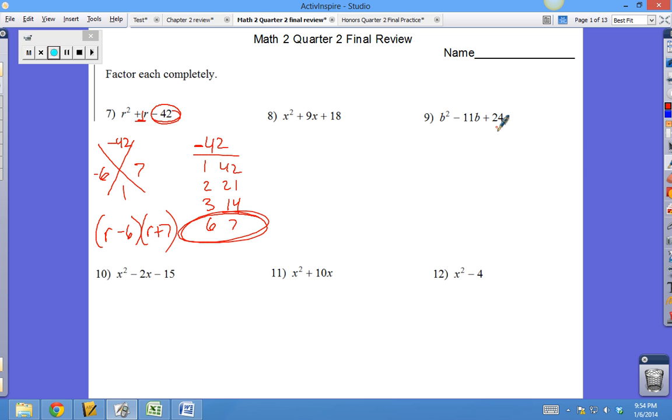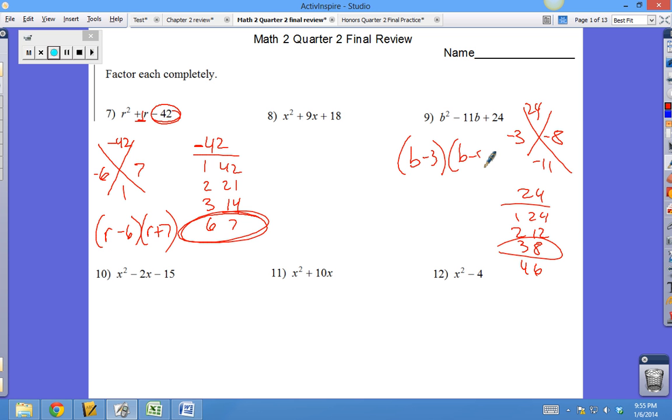Let's look at 9. It's got to times and give you 24, but it's got to add and give you a negative 11. So 24, my options are 1 and 24, 2 and 12, 3 and 8, and 4 and 6. I'm going to use 3 and 8 because I can get an 11 out of a 3 and 8, but I need a negative 11, so that means they both must be negative. A negative 3 and a negative 8 is a negative 11, but when I times them, it's a positive 24 because a negative times a negative is a positive. So if I factor it, it should look like this: b minus 3 and b minus 8.